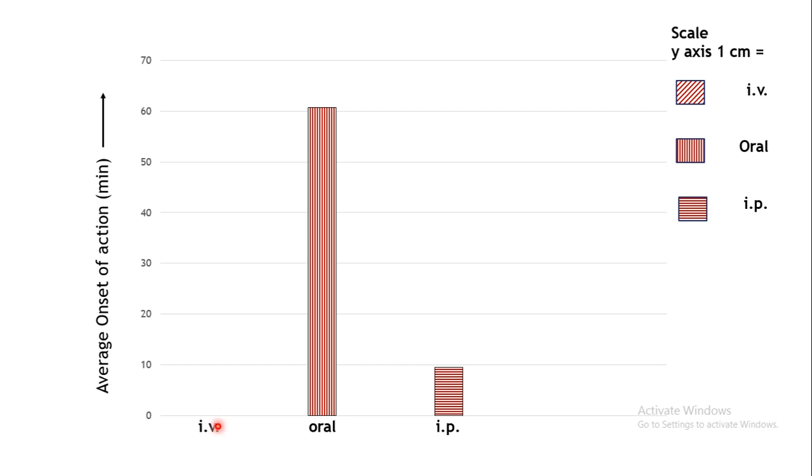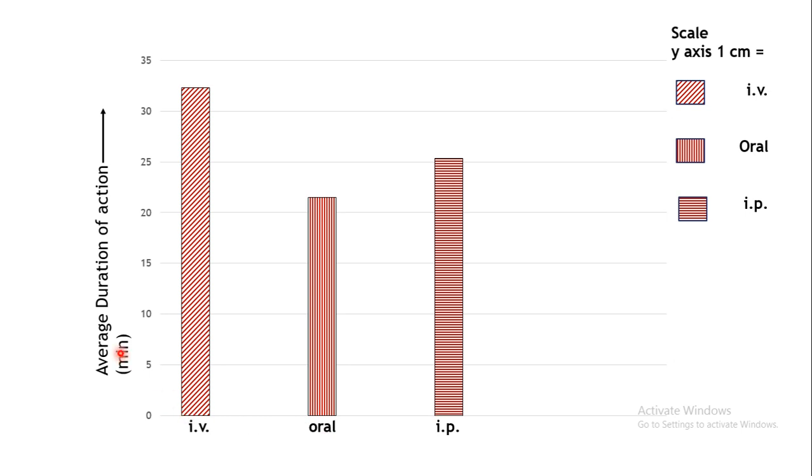In case of the IV route, it is 0. It shows the action instantaneously. Whereas in case of the oral route, it took around 1 hour to produce its action. In case of the intraperitoneal route, it showed roughly 9.5 minutes on average to produce its action.